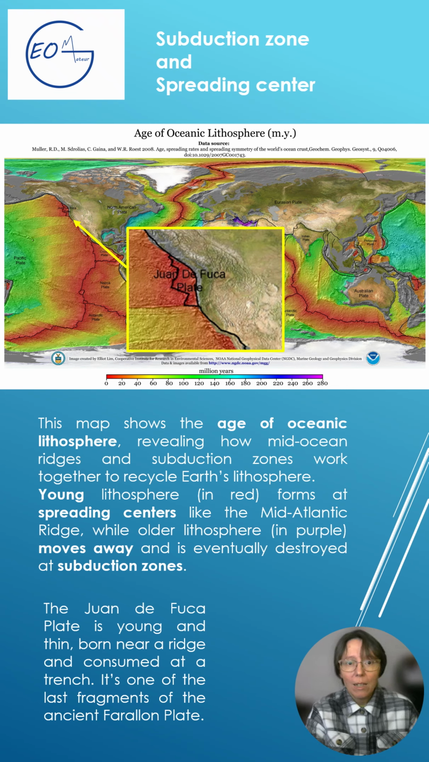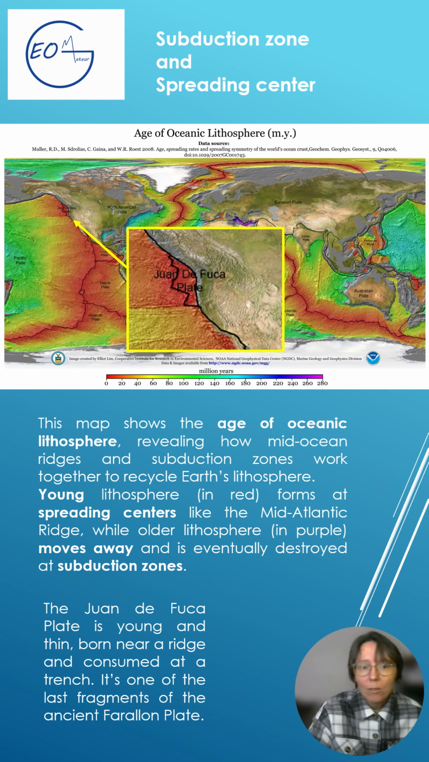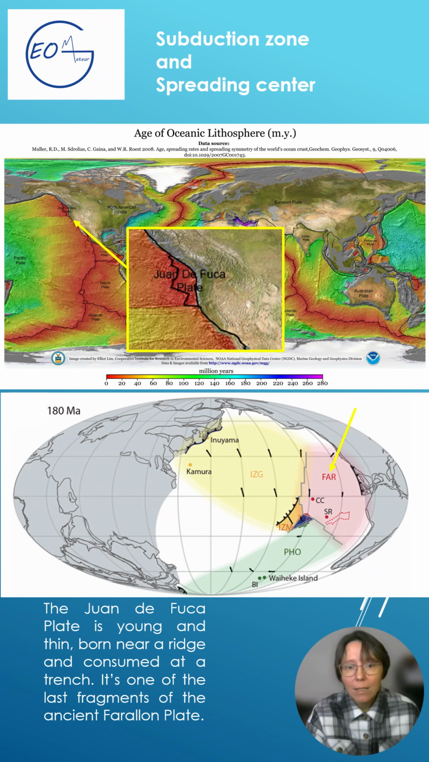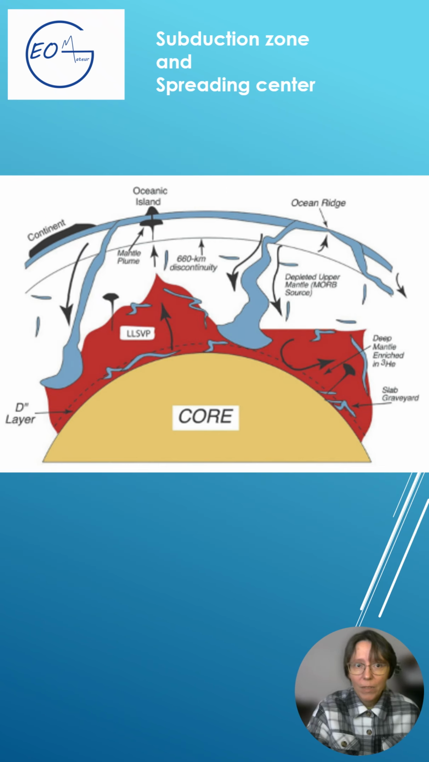I'd like to highlight a young plate, the Juan de Fuca. Its thin oceanic lithosphere forms at spreading centers. It's consumed at a nearby subduction zone, caught between ridge and trench, renewed at one end and destroyed at the other. The Juan de Fuca plate is one of the last active remnants of the ancient Farallon plate, which existed when the Pacific plate was formed.